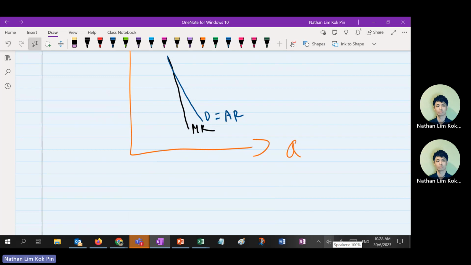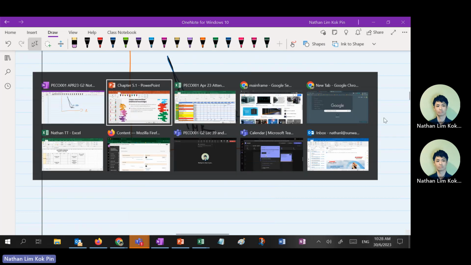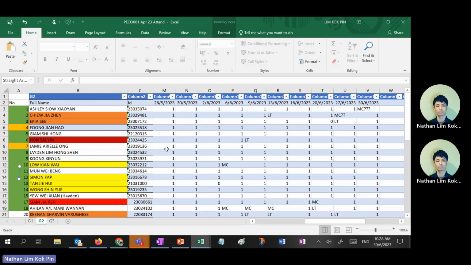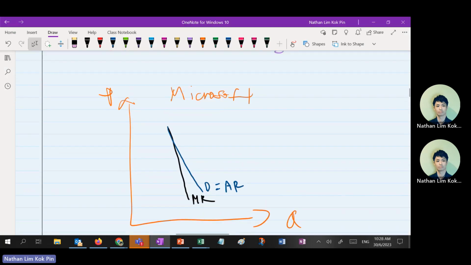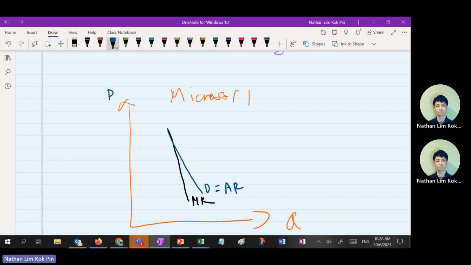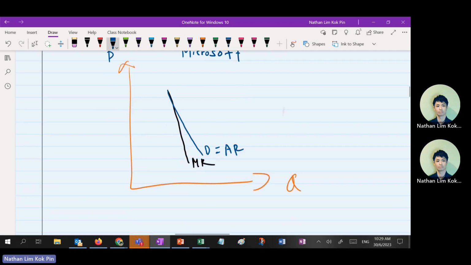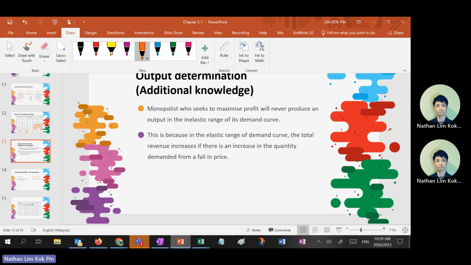They are very inelastic. Why are they inelastic? What do you think? Yes, because they are the only ones selling that product, so they don't have substitutes. Even if they increase or decrease their price, people still have to buy. So MR equals AR is no longer the case. That one is perfect competition. MR and AR are now two separate curves, right? Okay, so they are inelastic.